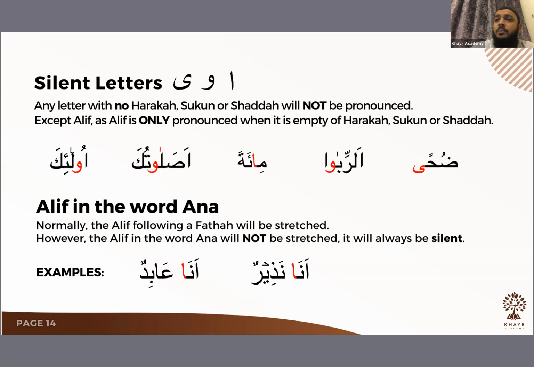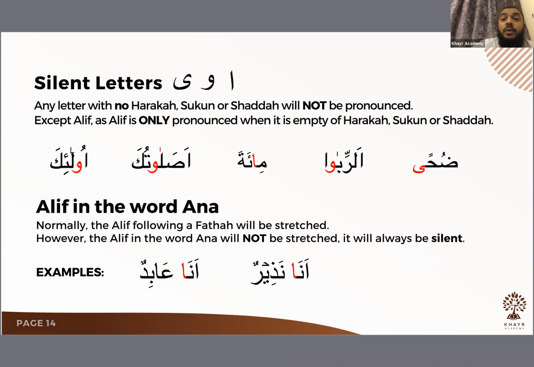Sometimes if you see a lam without any fatha, kasra, damma, or if you see a noon, these are not silent. Maybe the fatha, kasra, and damma is missing, it's misprinted. So we should check other Qurans, or we should ask someone. But the only 3 letters that can be silent are alif, waw and ya. And there are a lot of times you see them in the Quran, especially this word ulaika. You see ulaika, as-salawatuka. These are all silent letters.